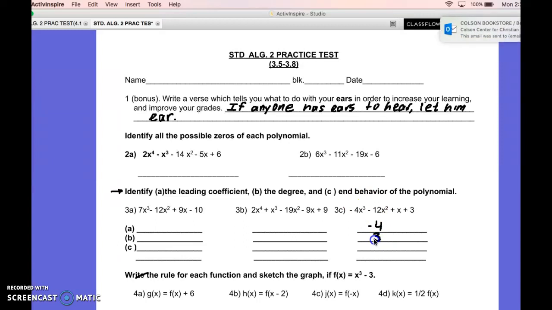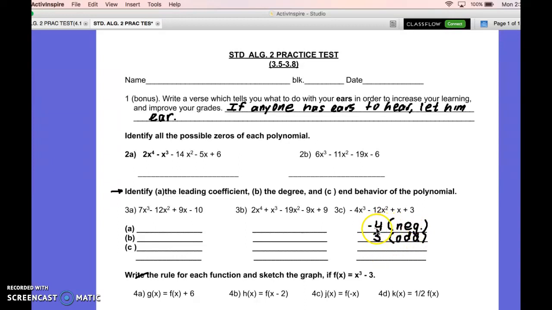And here's what I'd like you to put in. Leading coefficient, I'd like you to just make a note that it's negative. Highest exponent term. And the degree, 3, is what? Odd or even? Odd. And that's going to determine the next part of it.